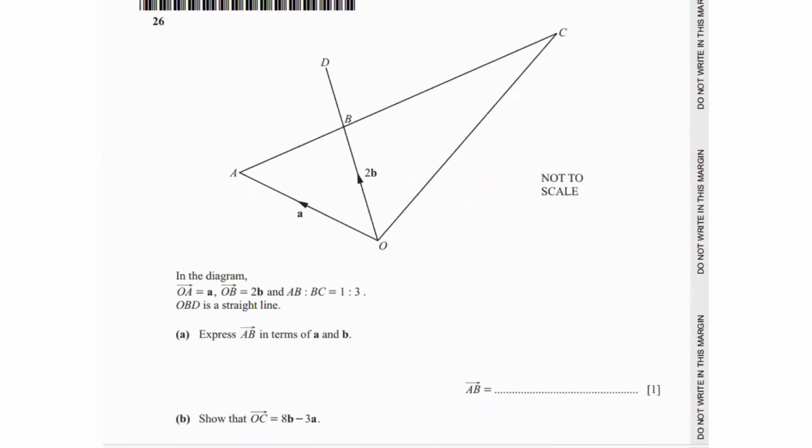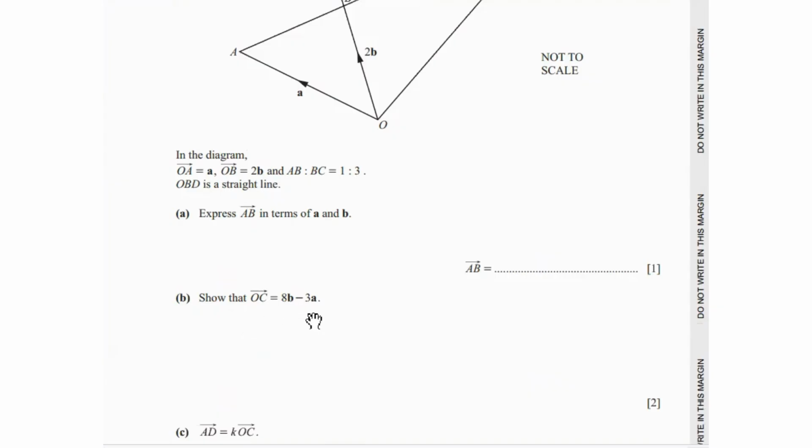Then question 26. In the diagram, vector OA equals a, vector OB equals b, and AB to BC is 1 to 3. OBD is a straight line. Express AB in terms of a and b. So AB is going to be OB minus OA. OB is 2b, minus OA, which is a. So 2b minus a is our vector AB.